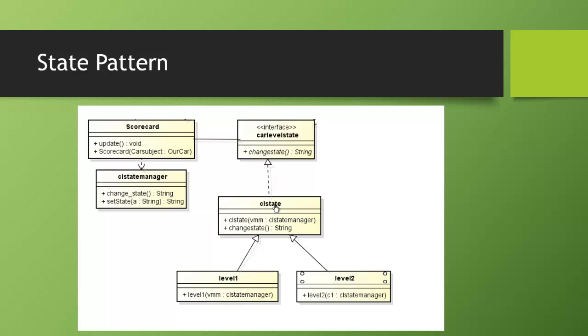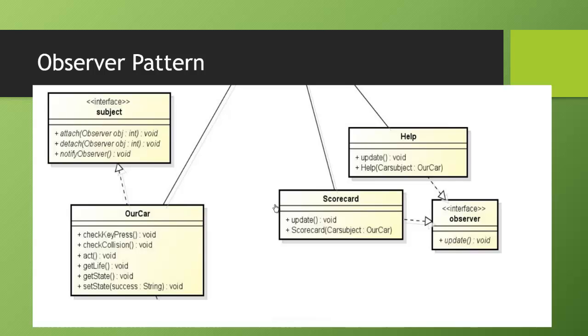Here we have the state pattern implemented as level 1 and level 2, where we can set the world of the level in which it plays according to the state level of the car. Here we have the state manager and car level state interface. Next comes the observer pattern, where we have the subject as our car, and help and scorecard being the observers. When our car collides and we run out of life, it notifies the scorecard and help, and they perform updates correspondingly.